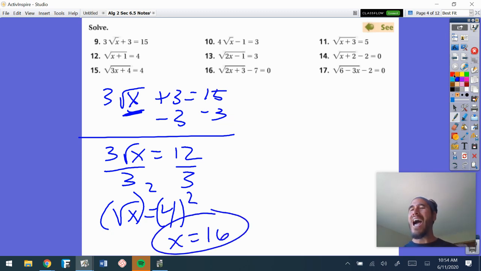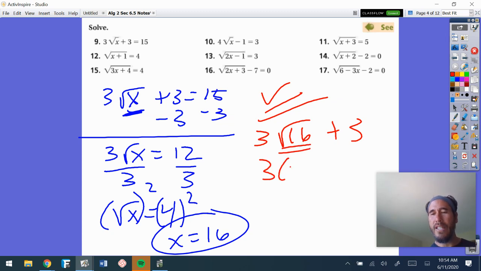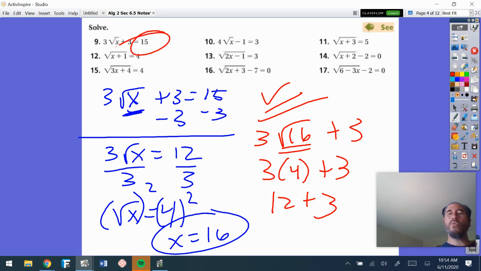Well, you know what? I want 100% on the next quiz. So I'm going to check that bad boy. So let's do it. It says 3 square root of 16 plus 3. And I have to get 15 as my answer. 3 square root of 16 is 4. 12 plus 3. Sweetie sweet. Got it right. All right, here we go.